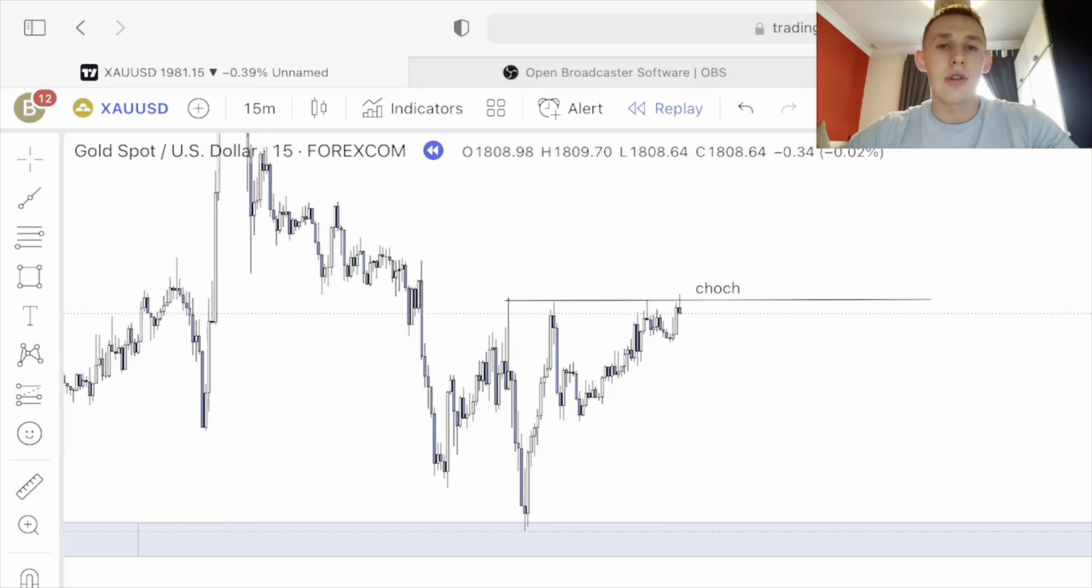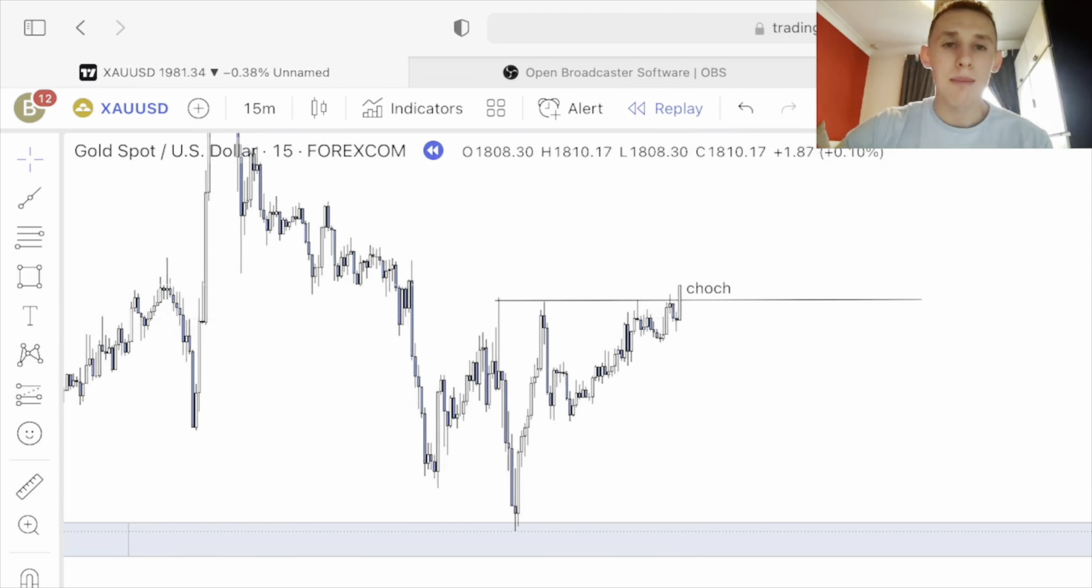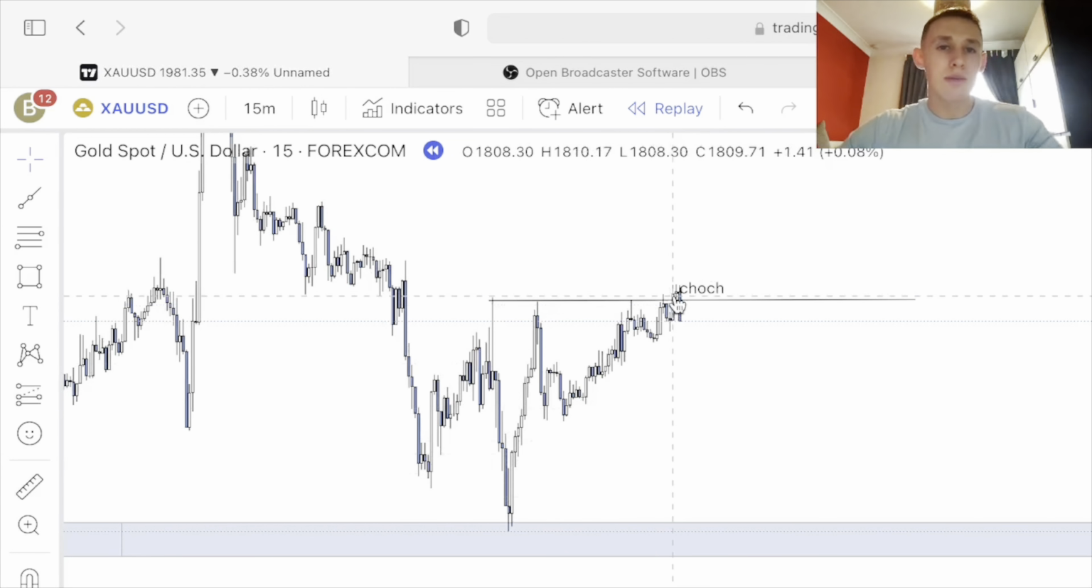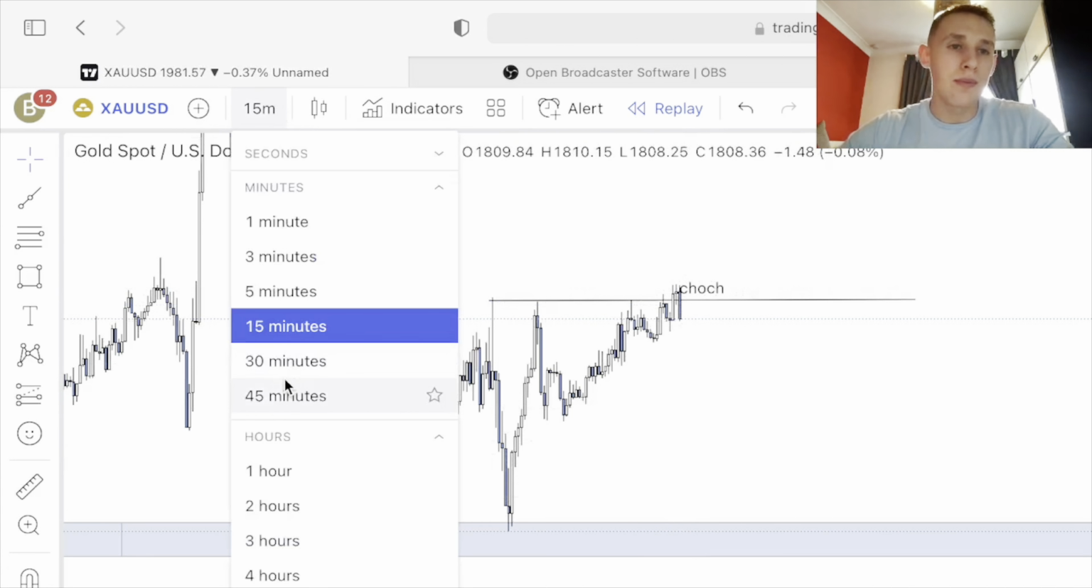We also need a closure above, by the way. A wick above is not good enough because it can normally just be a liquidity grab. There we go. So we have a clean closure above.